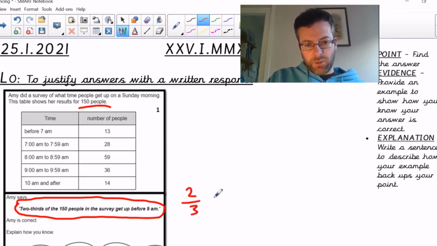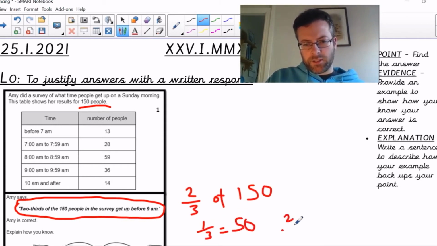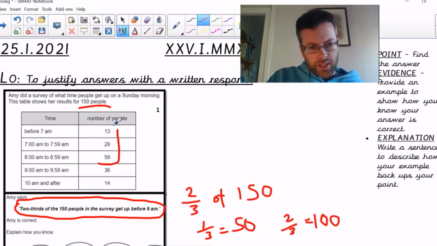So this is where we need to know a bit of fraction work, which we did the other week. So 1/3 is going to equal 150 divided by 3, which would be 50. So 2/3 means that it's going to be 100. Now I can do my working out, and she's saying that 2/3 of people get up before 9. So she's saying that this needs to equal 100.